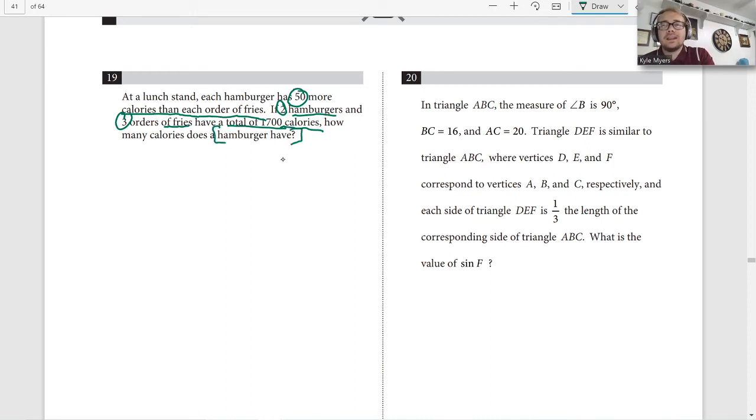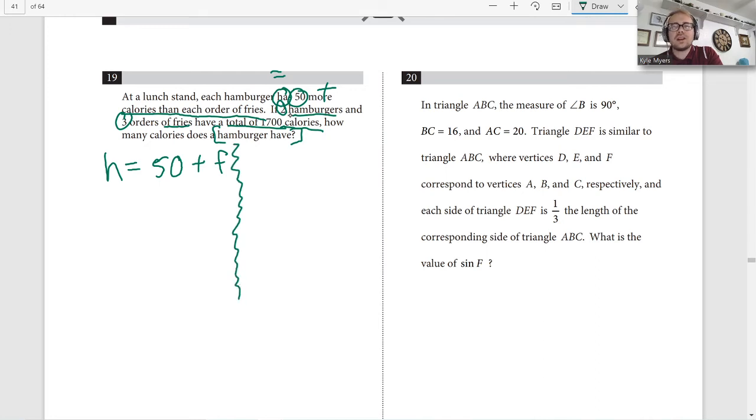Hamburgers. Okay, well, it says here hamburgers have, or has, is past tense. If you have something, it's basically the same thing as equals, right? Whatever past, present, future tense of that word looks like, it basically translates to equals. Just like is, was, and is going to. It translates to an equal sign. So H equals 50 plus the calories of each order of fries. So there's one of our equations.